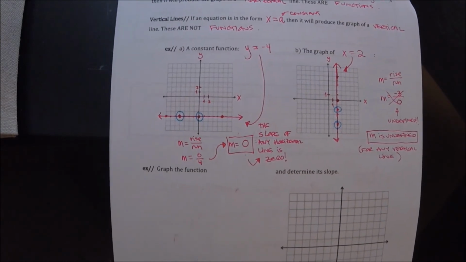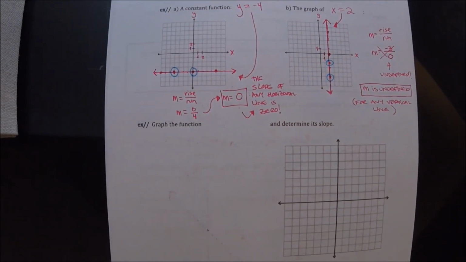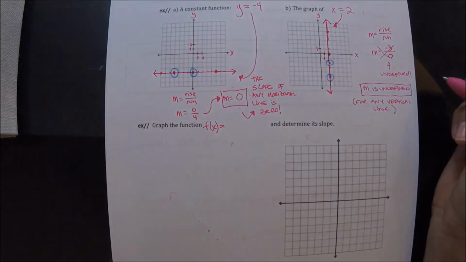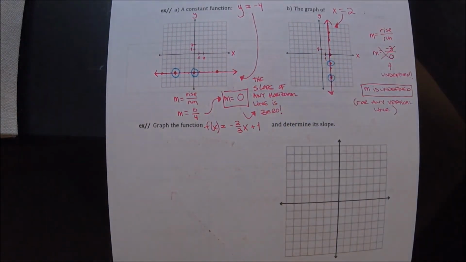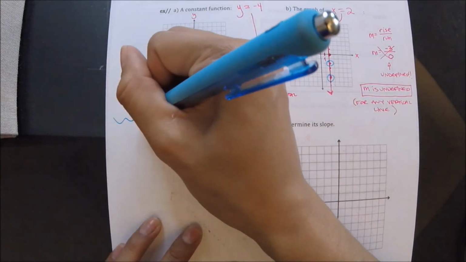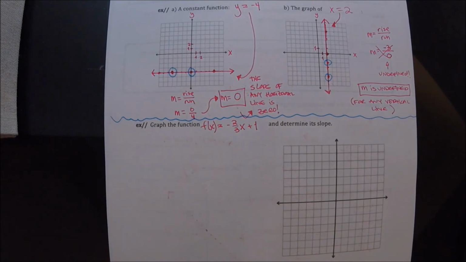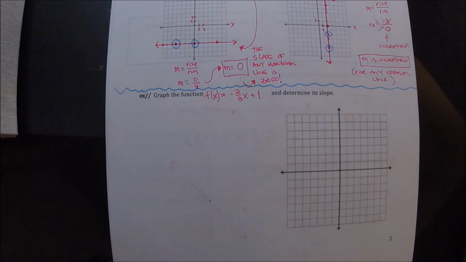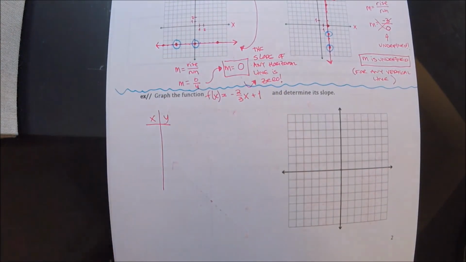All right, now let's graph a line that's not horizontal or vertical. So let's graph the function f of x equals negative 2/3 x plus 1. And then we're also going to find out what the slope is. At this point, we don't have any other way to graph a line other than to plot points. So let's plot some points.